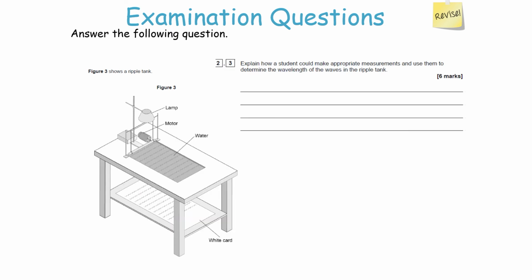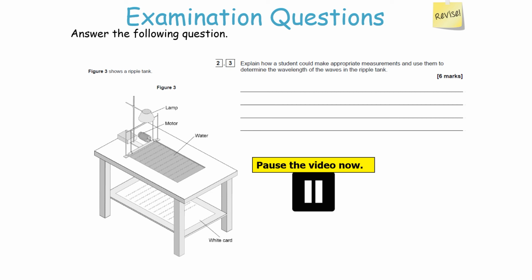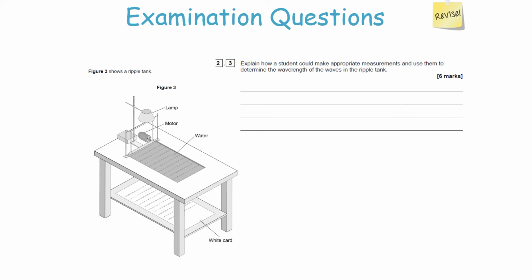Next question. Explain how a student could make the appropriate measurements and use them to determine the wavelengths of waves in a ripple tank. 6 marks. So pause the video now and unpause the video when you want to go through the answers. So it's worth 6 marks, so once again we need to think about how we're going to structure our response to get the full marks.